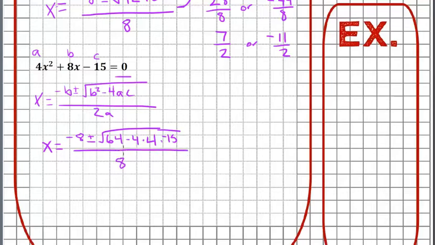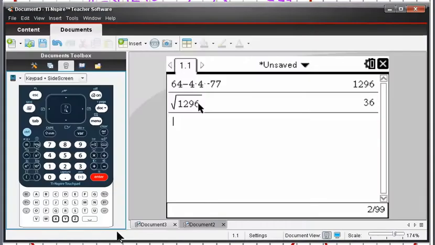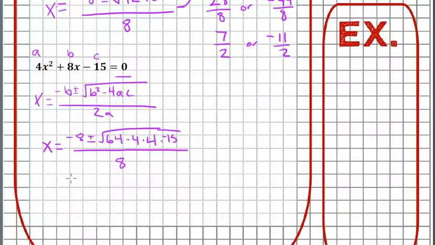Obviously, you can see this problem is very similar to the one we just worked. Okay, so now let's figure out what that is under the square root. We have, way back here, 64 minus 4 times 4 times negative 15, which is 304. So we go back here and we have x equals the opposite of b, the negative 8, plus or minus the square root of 304 over 8.